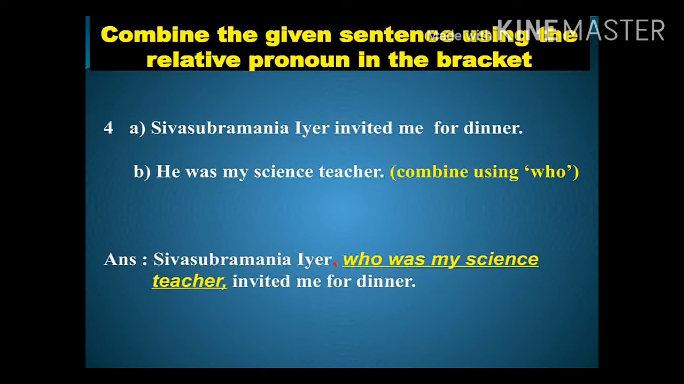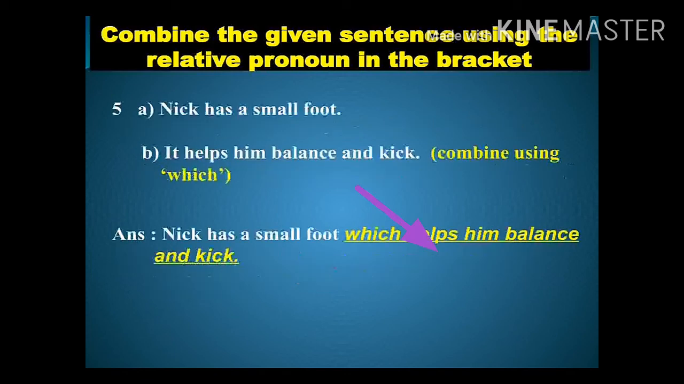Sivasubramanian Iyer invited me for dinner. He was my science teacher. So here the word he is referring to Sivasubramanian Iyer. So insert the sentence after Sivasubramanian Iyer. Sivasubramanian Iyer, who was my science teacher, invited me for the dinner.